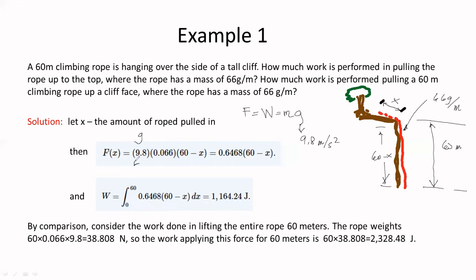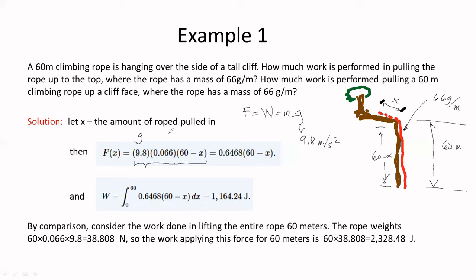This entire expression is actually your G and the mass, but the mass has to be multiplied still to the remaining part of the rope that is to be pulled in. So if you have pulled in already X up, then the remaining weight on which you're going to apply force would be 60 minus X. So this is the entire expression for the force that is being applied on the rope.